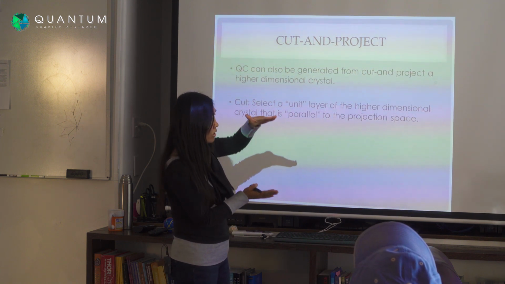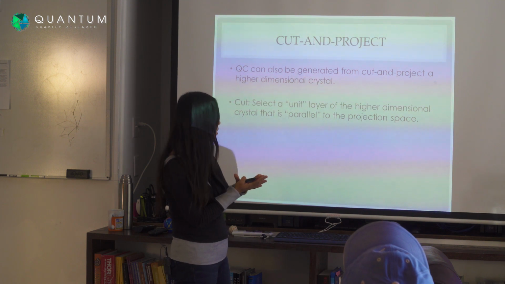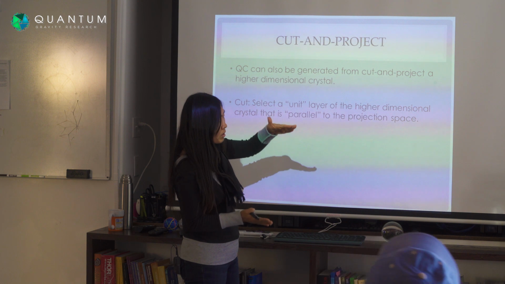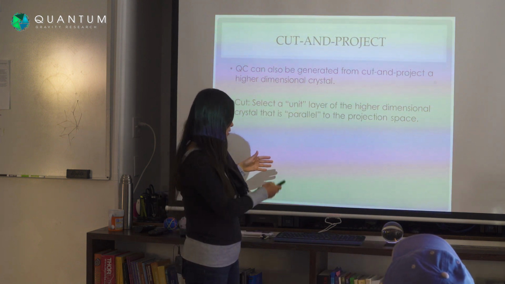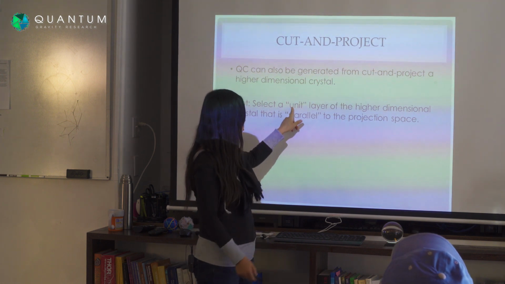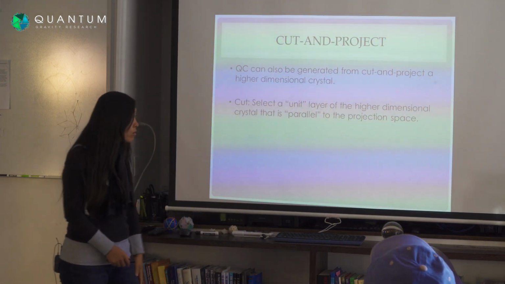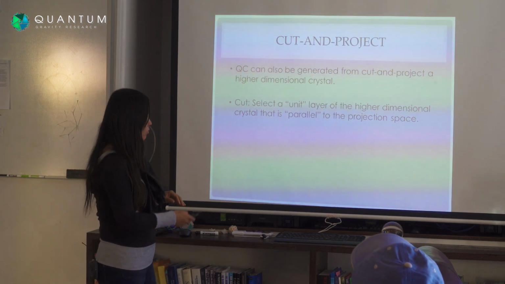You don't want to select a really thick layer because you're going to get a really dense space. Also, when you select many layers in the crystal, you're getting repeating patterns in a way. So it's a unit layer of the higher dimensional crystal that is parallel to the projection space. I'll also explain what that means.